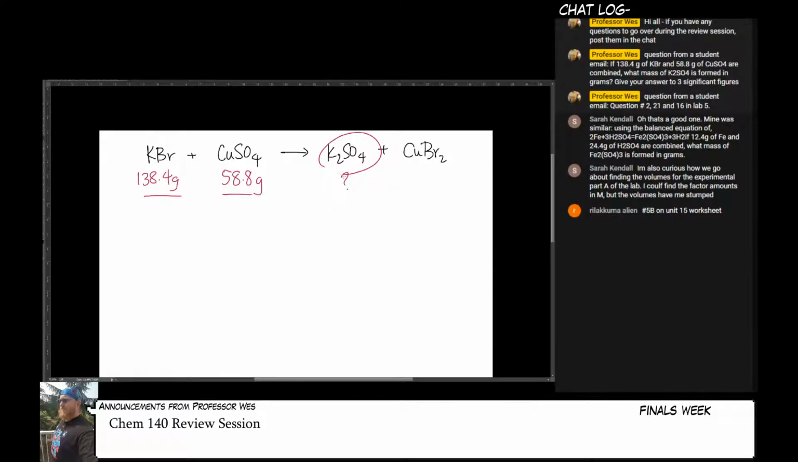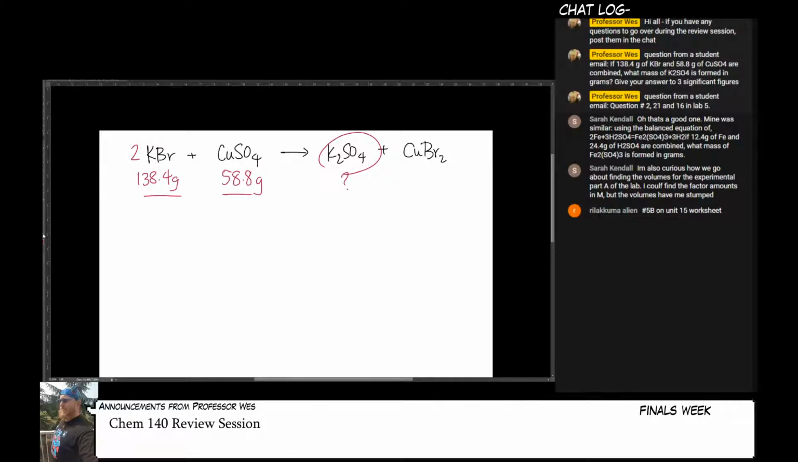We got to figure out how much K2SO4 is made in both cases, and the one that makes less is the limiting reactant. Well, we could just ignore CuBr2. We don't care about that. But the first thing we actually have to do is we have to balance the equation. So this equation isn't balanced because I have 1 potassium over here and I have 2 over here. So I got to do something like this. And that should solve it. So 2 potassium, 2 bromine, 1 copper, and a sulfate. Yeah, that looks good.